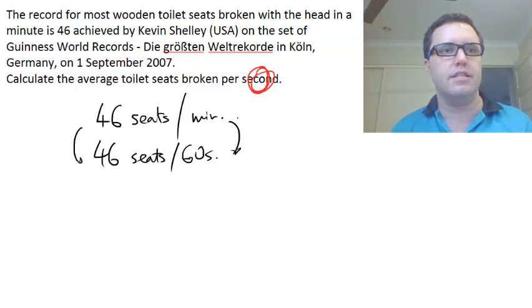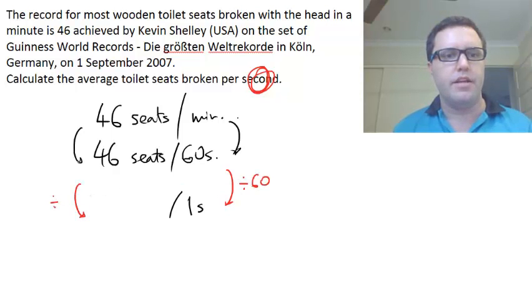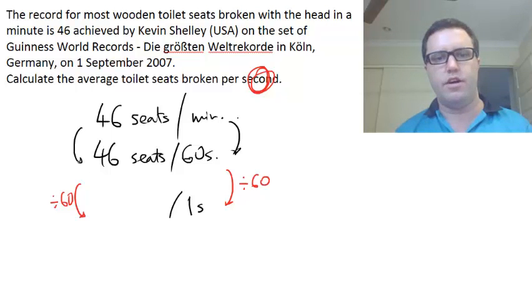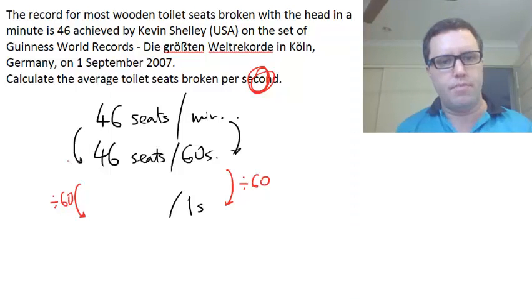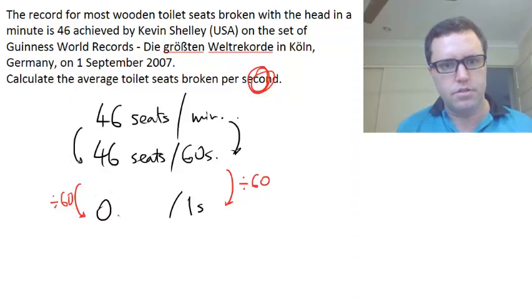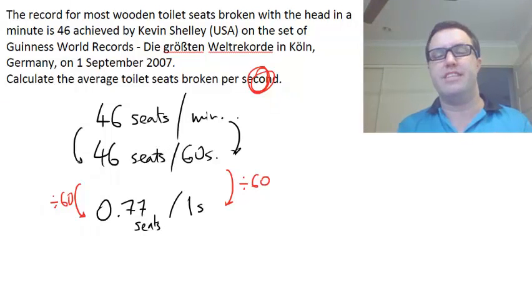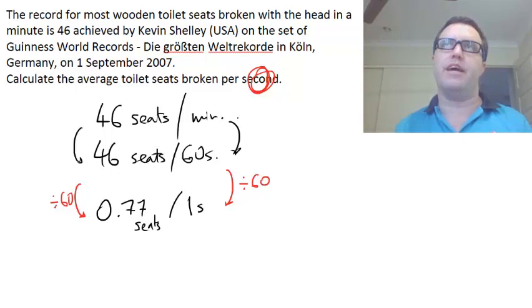Because we know that we want our final thing to be in seconds. And now we want to get per 1 second. So how do we get from 60 to 1? Well, we're going to divide by 60, so we have to divide this side by 60 as well. And we end up getting 46 divided by 60, which is about 0.77 seats per second. Okay, so this guy's smashing 0.77 seats per second on his head, and that's the average rate of toilet seats broken per second.